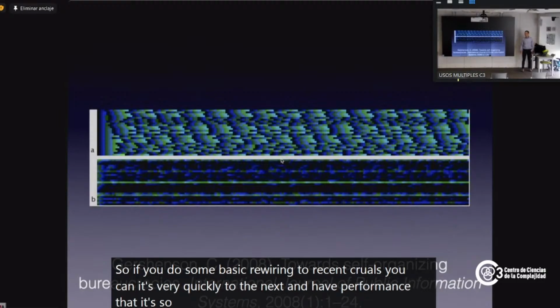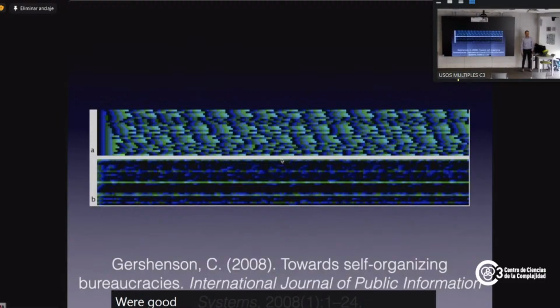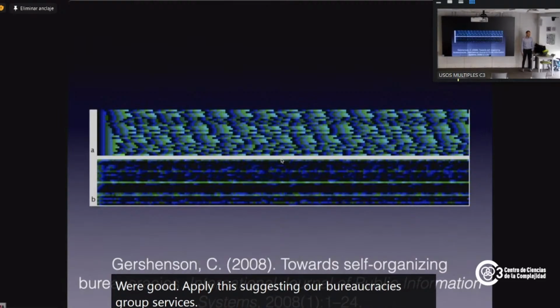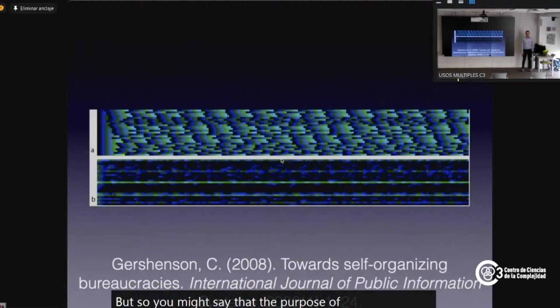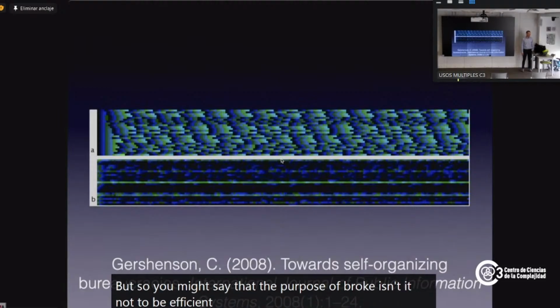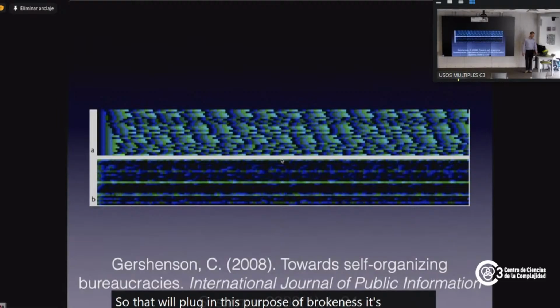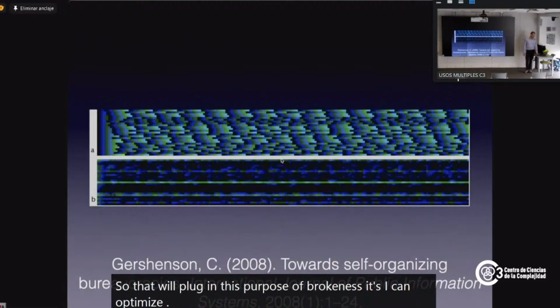So in principle, we could apply these ideas to our bureaucracies and improve services, but some might say that the purpose of bureaucracies is not to be efficient. So that would go against the purpose of bureaucracy. It's like an oxymoron, an efficient bureaucracy.